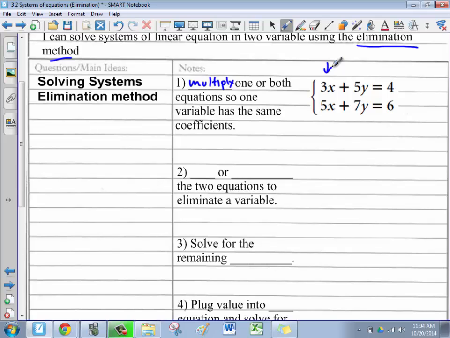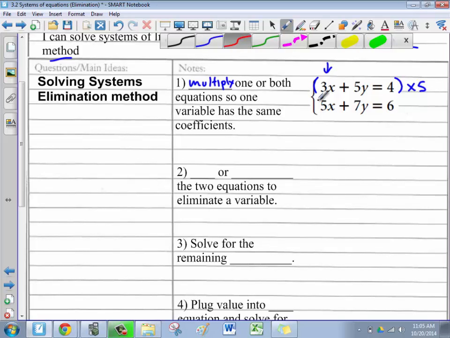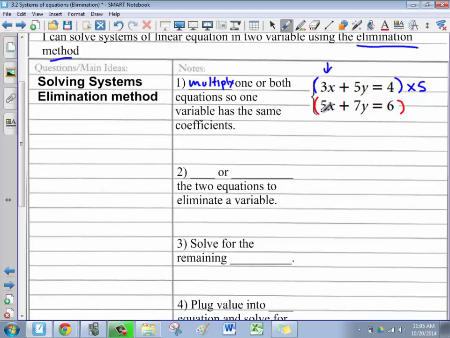I need to get the least common multiple for 3 and 5, and that's 15 in this situation. So I'm going to multiply this top equation by 5 to get this 3x to be 15. And the bottom one, I'm going to multiply by 3 to make that 5x 15. Step 1 done. We got to multiply them.